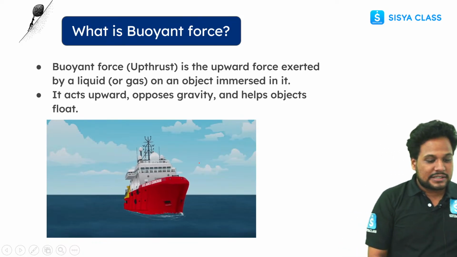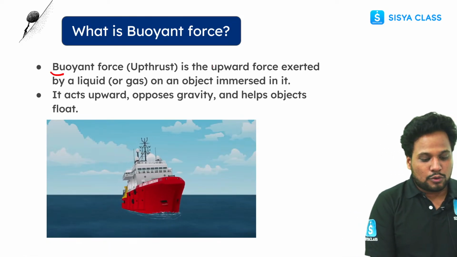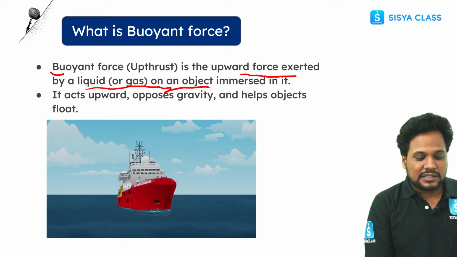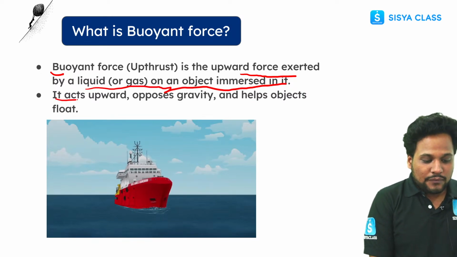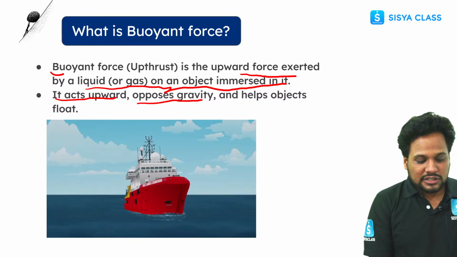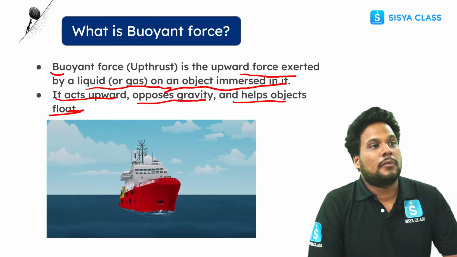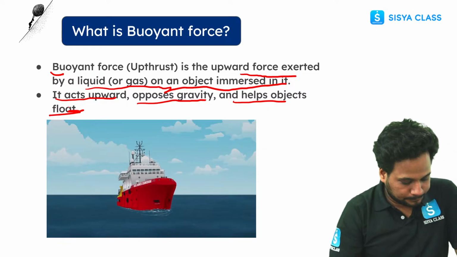Now just note this down. What is buoyant force? Buoyant force is the upward force exerted by liquid on an object which is immersed in it. It always acts upward, opposes the gravity and helps the objects float. Just note this down, everyone.